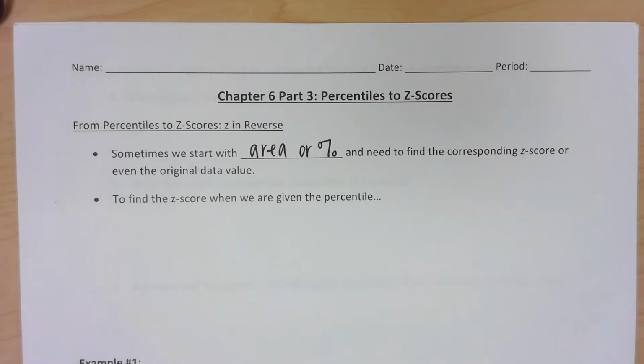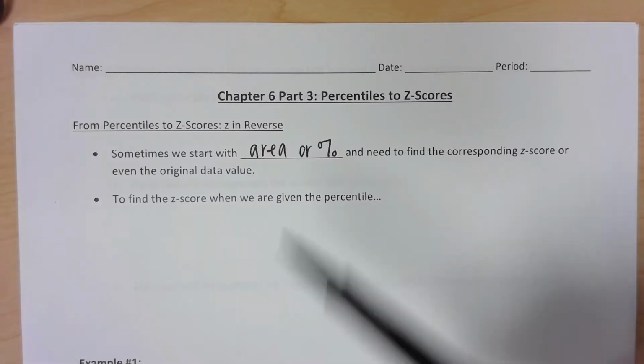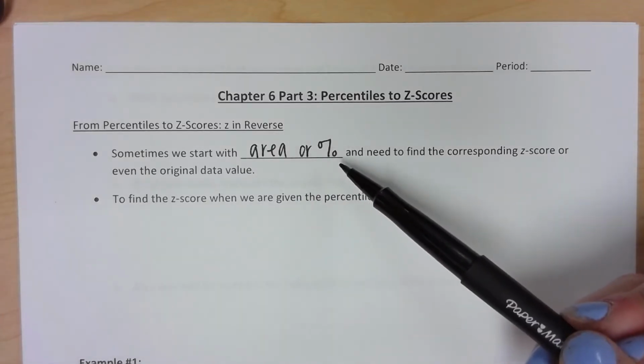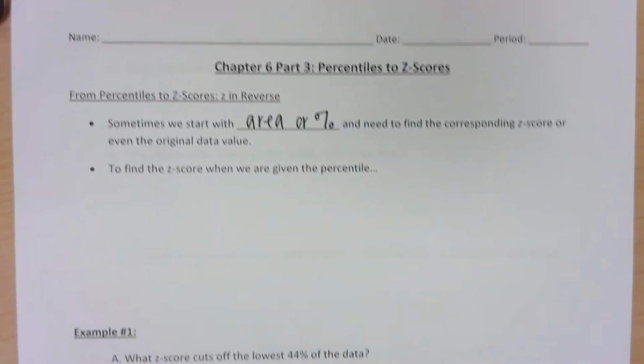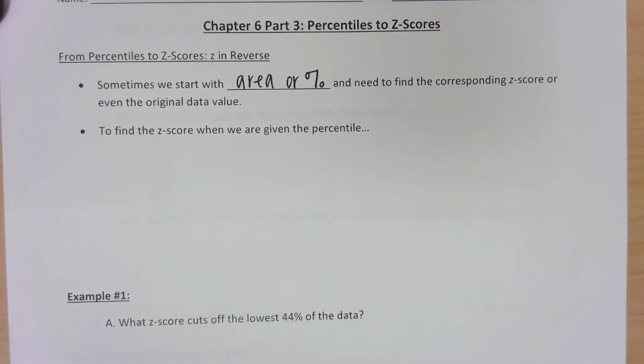Alright, today we're going to talk about Chapter 6, Part 3, Percentiles to Z-scores. So sometimes we start with the area or the percentage, and we need to find the corresponding Z-score or even the original data value. So I want to start right away with showing you an example and how to do this on the calculator.